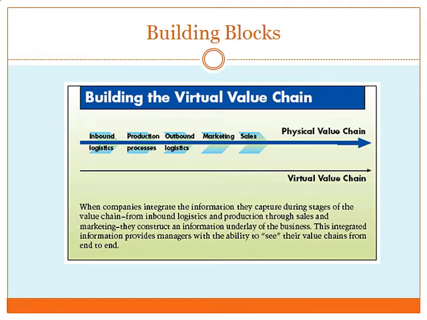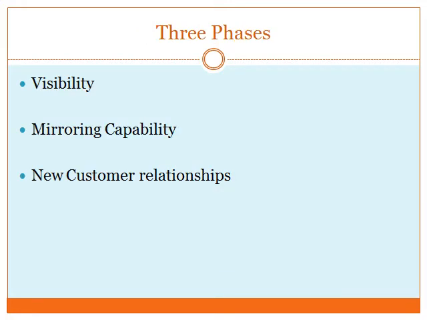This is a chart of the virtual value chain. As you can see, the virtual value chain parallels the physical value chain all the way from inbound logistics to marketing and sales. There are three phases of the virtual value chain: visibility, mirroring capability, and new customer relationships. In the next few slides, we'll be getting more familiar with these phases and more.